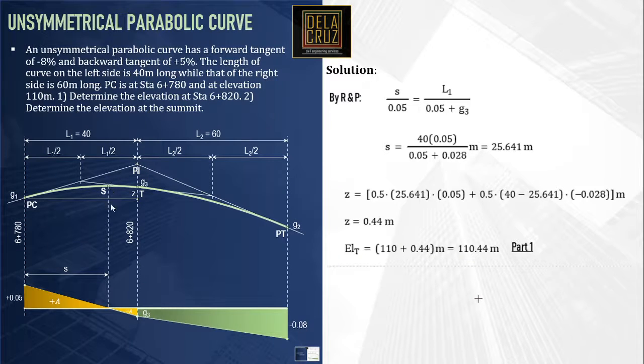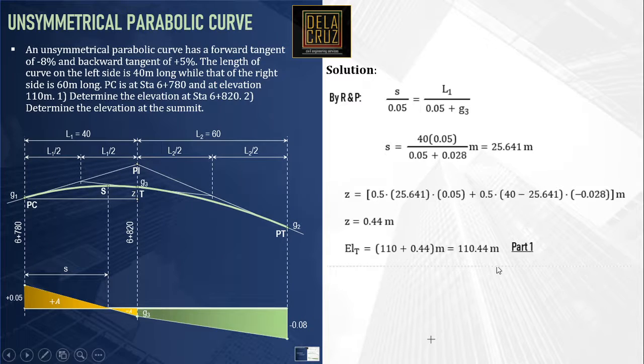So to have this, we just need to have the area under these 2 points. Our basis is our PC since the elevation at PC is given. We can also take the area of this to calculate since we have the elevation at T, then we can also take this area to have the elevation of S. Or we can also have this area to have the elevation of S. Let's try to do the two. Okay?